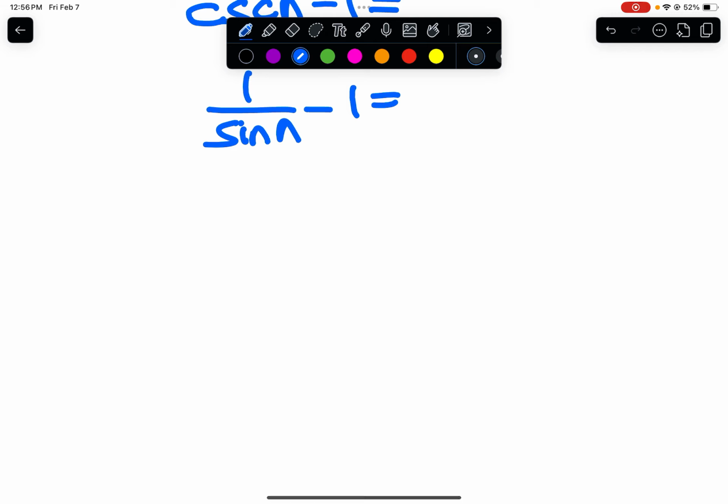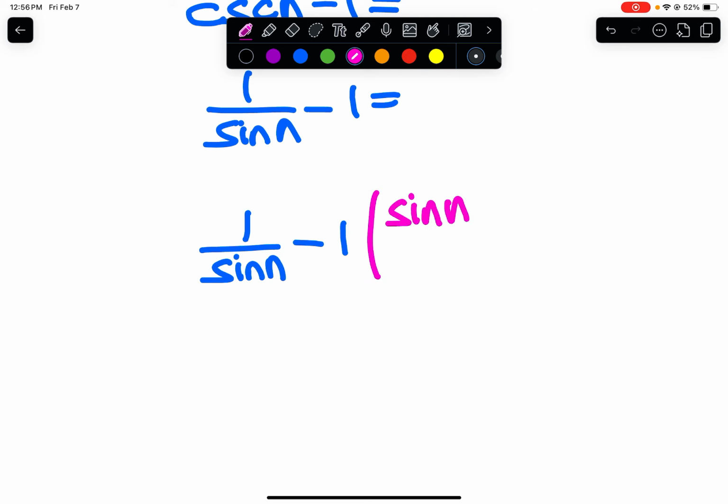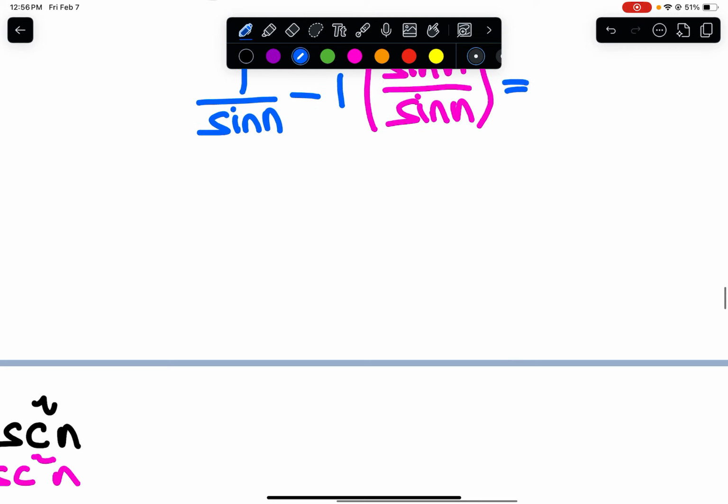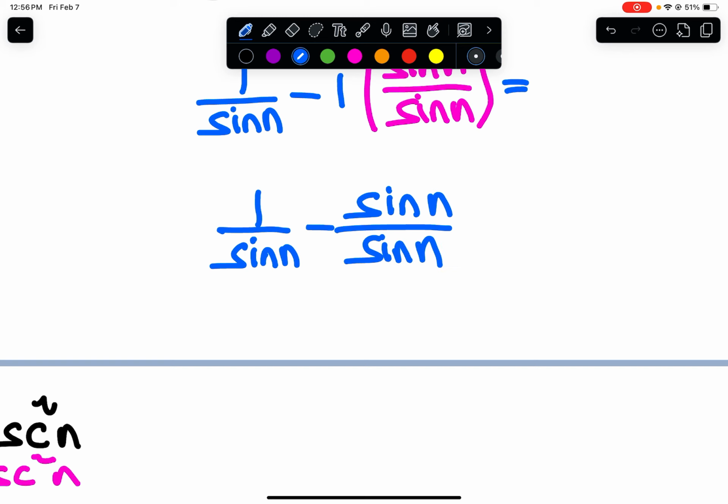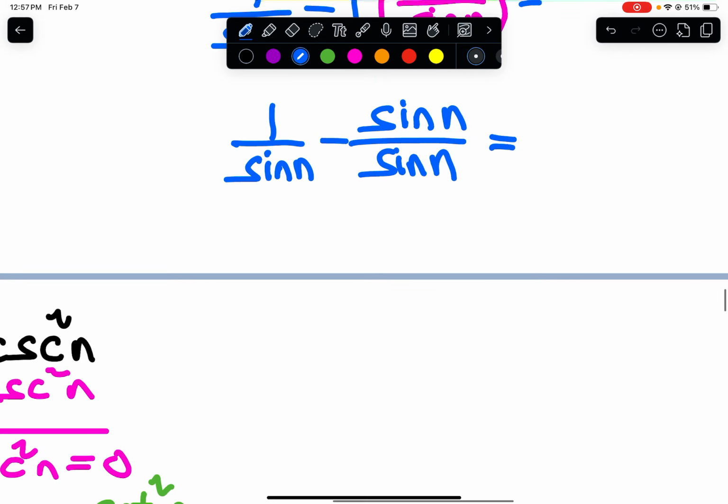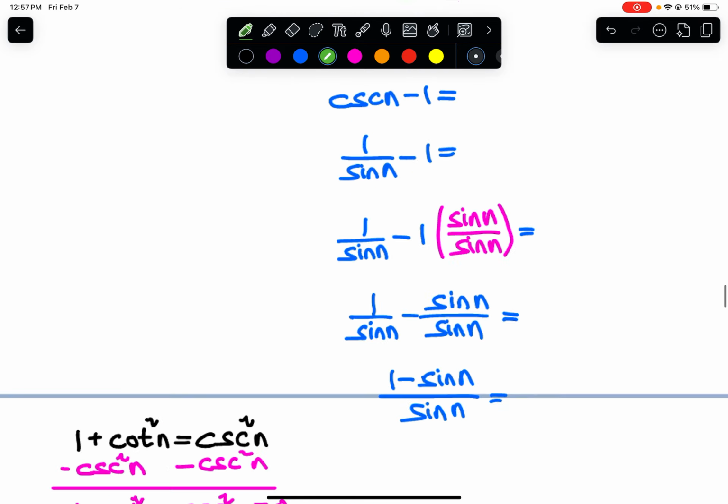All right, now we need a common denominator, so I'm going to have 1 over sine n minus 1, and then common denominator means I need sine n over sine n. So then this is going to be 1 over sine n minus sine n over sine n, and now that we have a common denominator, now I'm going to do 1 minus sine n over sine n, which it matches. Ta-da!